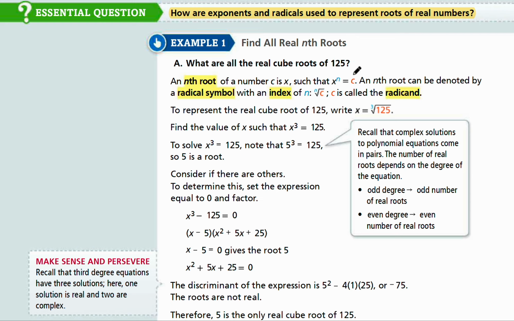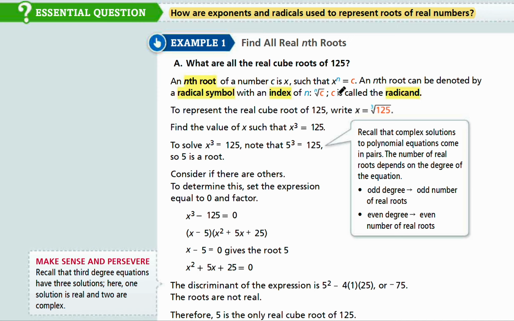Before we do that, let's look at the vocabulary words. An nth root of a number c is x, such that a number to the nth power is equal to c. So it's the opposite of the power. An nth root can be denoted by a radical symbol with an index of n. This is called a radical symbol, the root sign, nth root of c, and c is called the radicand.